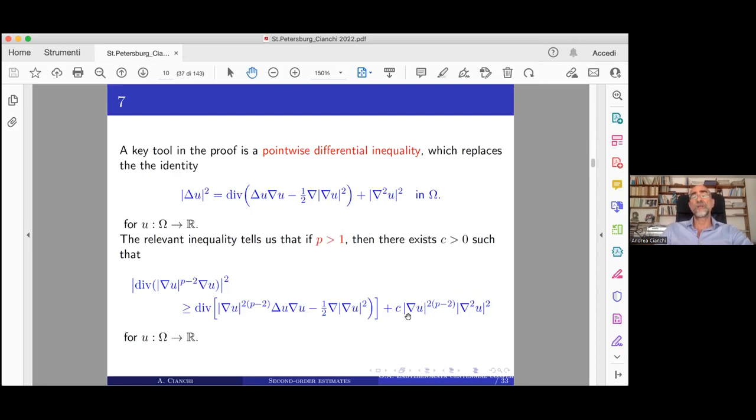One is this one. This is basically, after taking moduli, the gradient of the nonlinear expression under divergence. So it's the gradient of |∇u|^{p-2}∇u. And then we have this extra term, which is in divergence form. So it's crucial here, of course, that C is positive. So if we drop the divergence here, we have exactly what we want, because this divergence squared is nothing but f squared. So this means that we are bounding the second derivatives of u squared by f squared pointwise. We have this additional term, which is what makes possible the estimates that we are looking for.